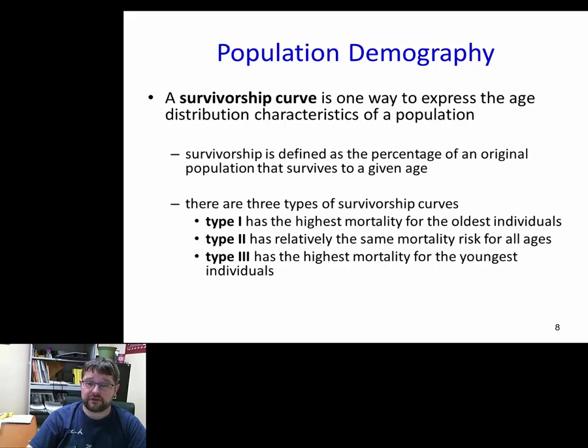has the highest mortality for the oldest individuals. So with a type 1 curve, if you're born or you hatch or you germinate in that population, you're pretty much guaranteed to live until you get fairly old, and then that's where the most mortality happens. So survivorship is pretty even, and then a huge drop-off as you reach a certain age. A type 2, it's almost always the same. Okay? The mortality risk for young, middle, and old is almost always the exact same. And then type 3, a massive crash, high mortality as a youngster, and then once you make it past that period, you have a fairly low mortality rate until you get really old.